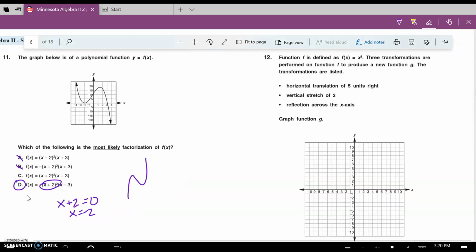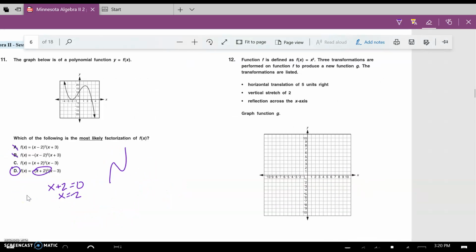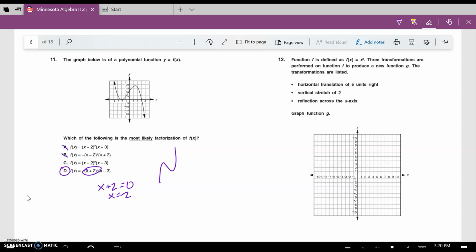Alright guys, and on to number 12. Number 12 is talking about a function that is x squared, and then it talks about some transformations that happen to it. So the first transformation is that it is translated 5 units to the right. So 5 units to the right is going to take it from the origin, right here, 5 units over to right here.